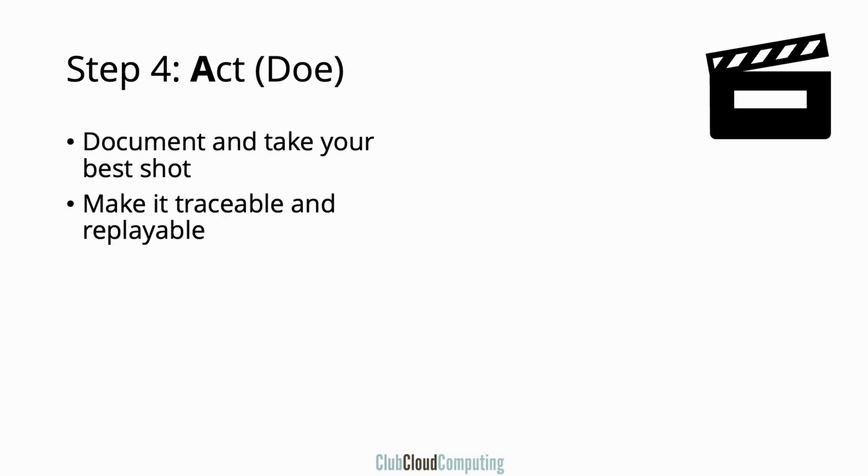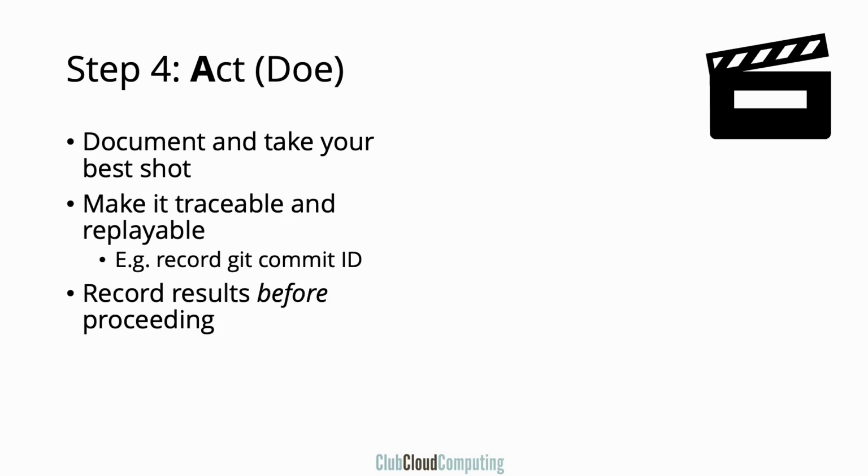Step 4, the final one, act, do in Dutch. We take our best shot and we document it. We make it traceable and replayable. For example, in a software development environment or maybe in a GitOps environment, we record a specific Git commit ID so that we know what we did. So we can play it back. We figure that out. That's what version control is about.